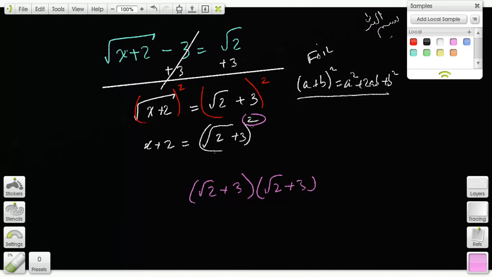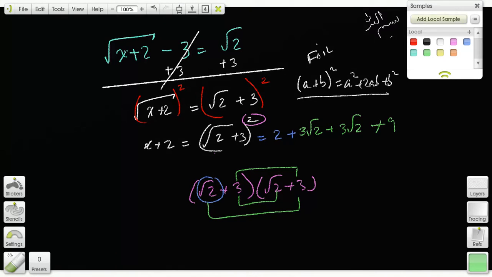That's what it means to square something, right? Multiply by itself, correct? So first means I have to multiply the first terms. Now square root of 2 times square root of 2 equals? Very good. We are making progress. It is 2. Okay. Now outer. That's this one and this one. What's 3 times square root of 2? 3 times square root of 2. Inner. 3 times square root of 2. Very good. Okay. Last.